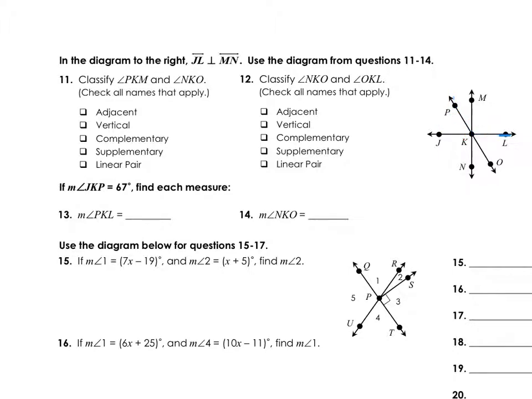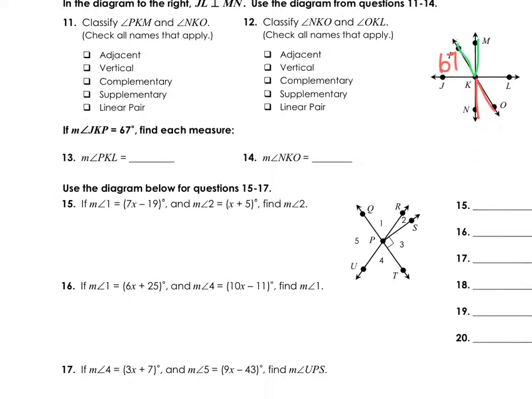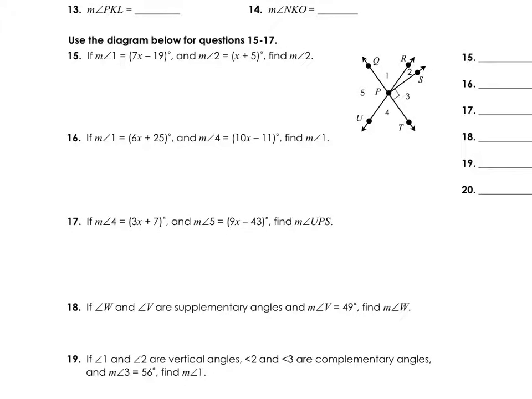Okay. And then 14, we want to know NKO. So again, this is 67, but we want to know NKO, which is this dude here. Give you a hint. Remember back in number 13, you had to figure out what this one was? These angles are back to back. They're vertical. You should be able to figure out how many degrees he has very easily. Moving on.